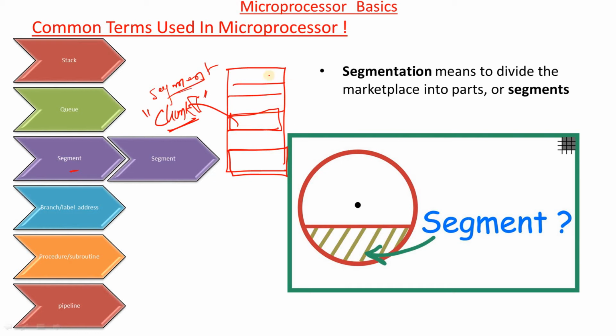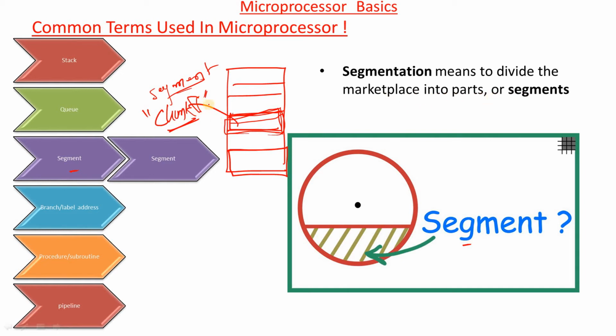Segment is nothing but a part out of the available whole. Suppose you want to refer to some particular location or some particular area. This subpart is simply called a segment or chunk. In this diagram, out of this complete circle, if you want to talk about a small area, it is simply called a segment. Segmentation means dividing the marketplace into parts or segments.